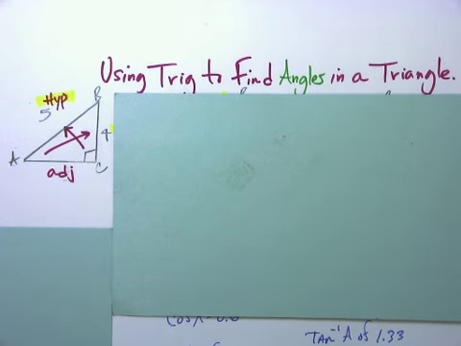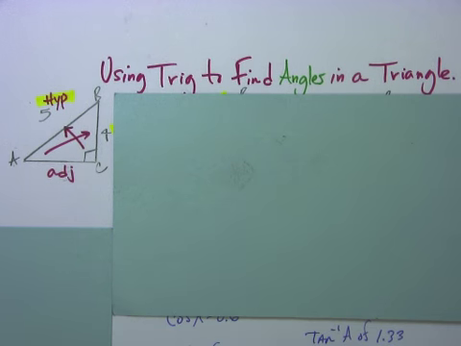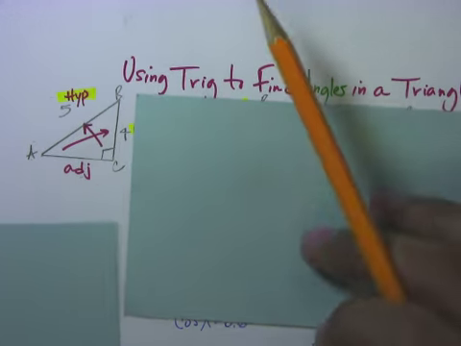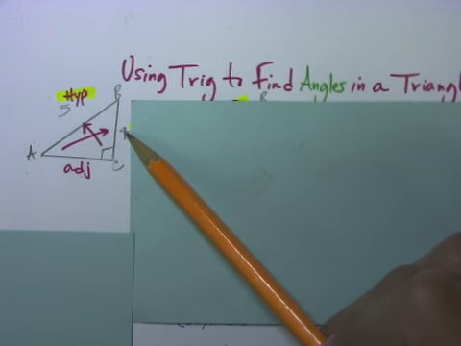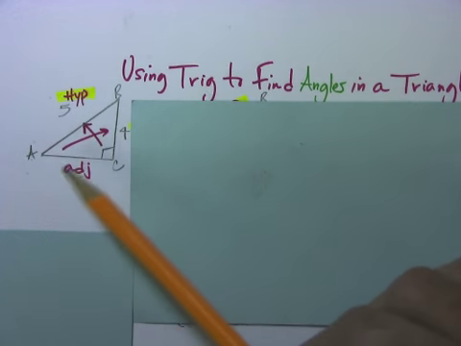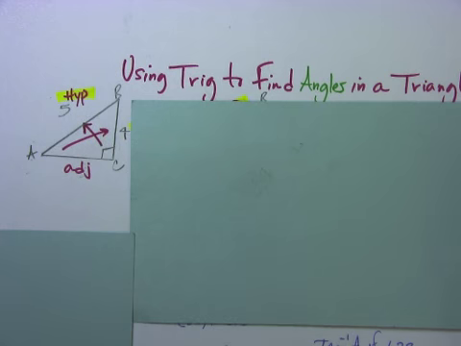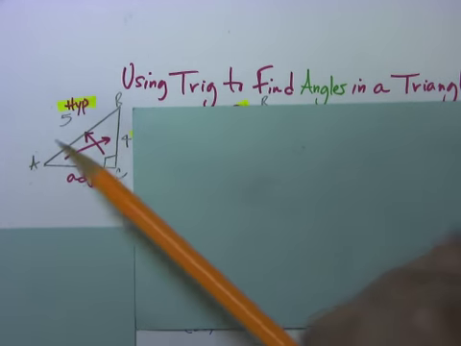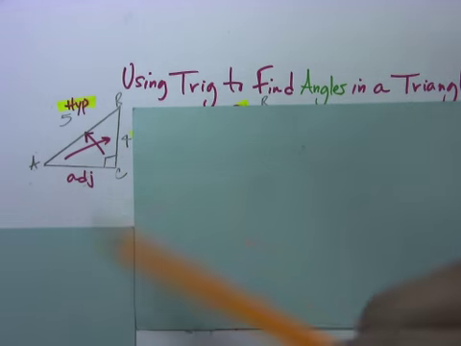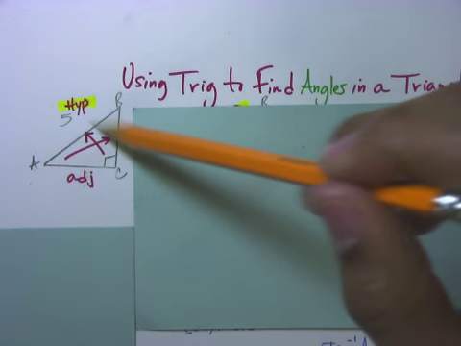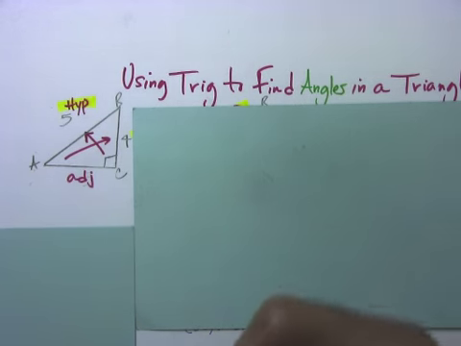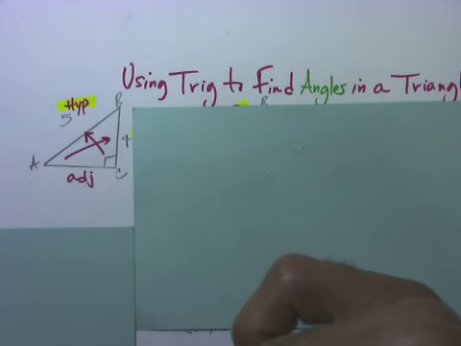The first thing I do is label my triangle according to angle A. If this is angle A, here's my opposite side. Obviously, this is my hypotenuse, and this is my adjacent side here. By the way, you should notice that this is a right triangle, and the numbers 4 and 5 should be a little red flag in your head. Those are the special numbers of the Pythagorean Theorem.